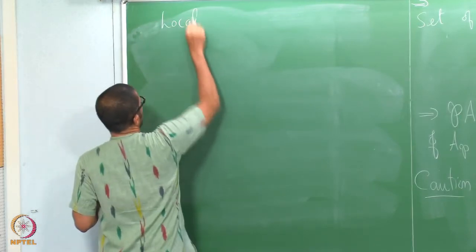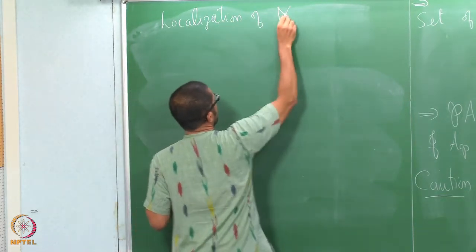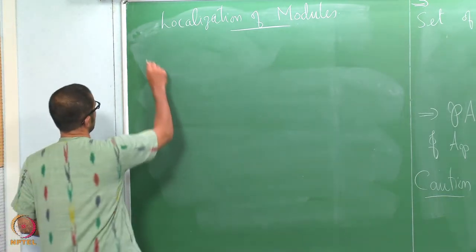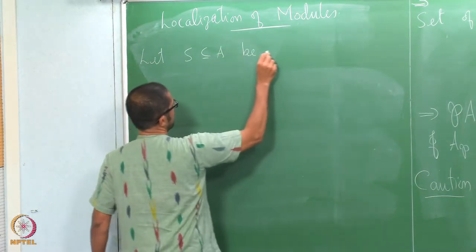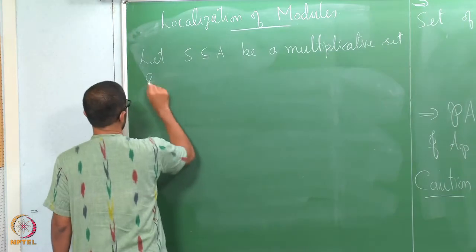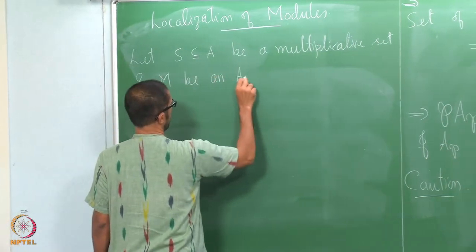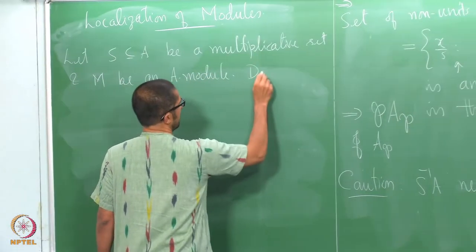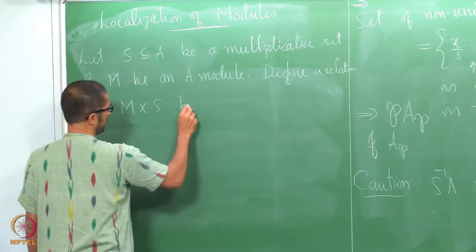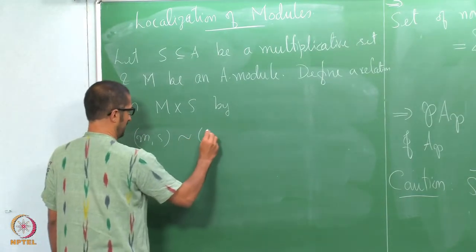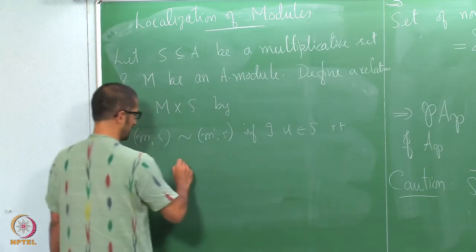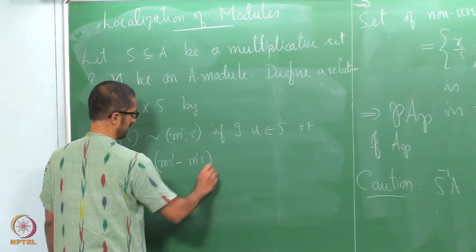Now, we talk about localization of modules. We can do the same process. Okay. Let S be a multiplicative set and M be an A module. Define a relation on M cross S by (m, s) related to (m', s') if there exists u in S such that u(s'm - s m') is 0.